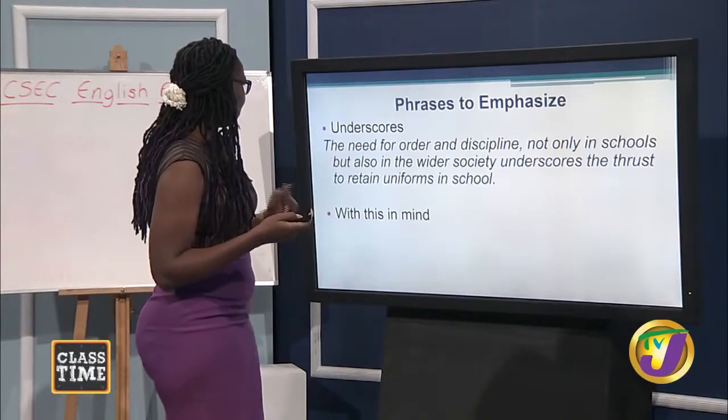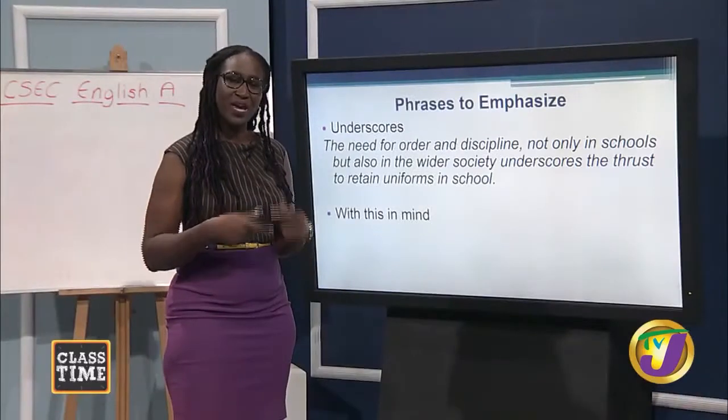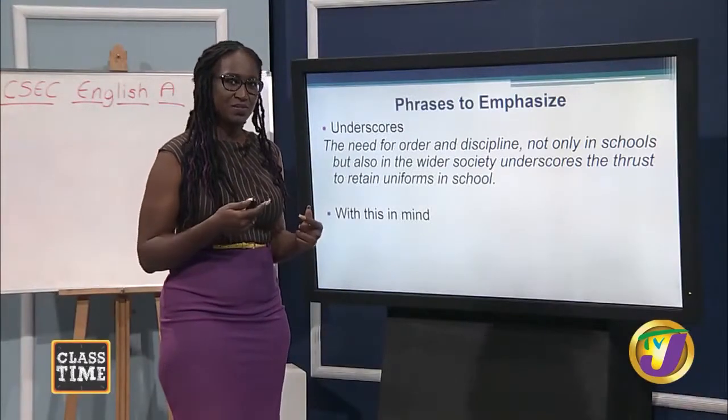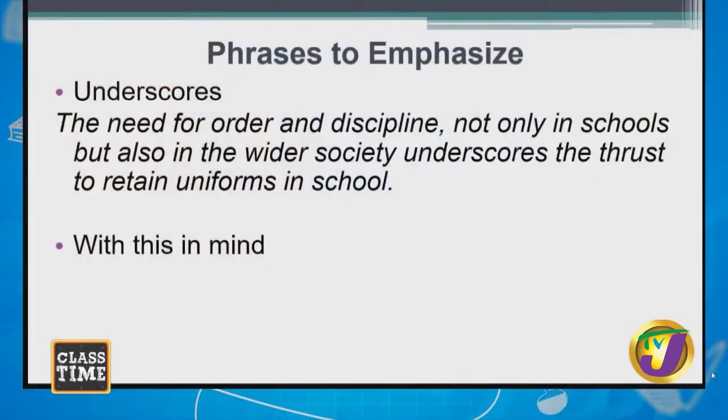So here's a possibility. The need for order and discipline, not only in schools, but also in the wider society, underscores the thrust to retain uniforms in school. What is the meaning being conveyed by underscore there? What is underscore emphasizing in that sentence? So look at it again. The need for order and discipline, not only in schools, but also in the wider society.